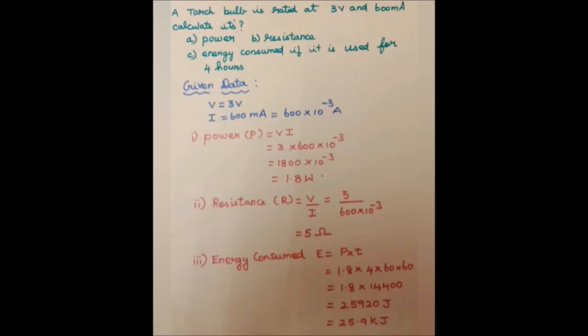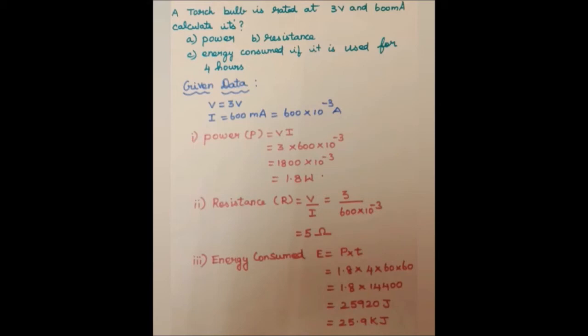First power. We know that power equal to VI. So substitute voltage and current in the power formula. We can get the answer as 1.8 watt. Watt is the unit for power.